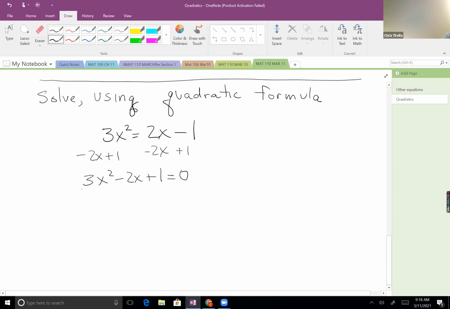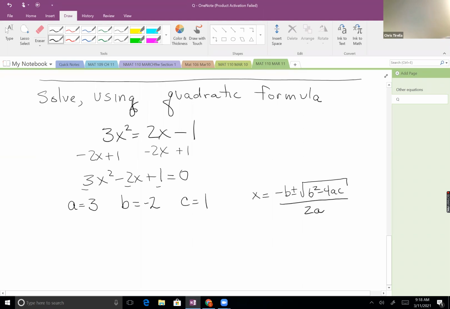Now that it's in standard form, I want to look at just those coefficients. The coefficient on the second degree term is a. The coefficient on the first degree term is b. And the constant term is c. And then you need to remember that quadratic formula that x will equal -b plus or minus the root of b squared minus 4ac all over 2a.